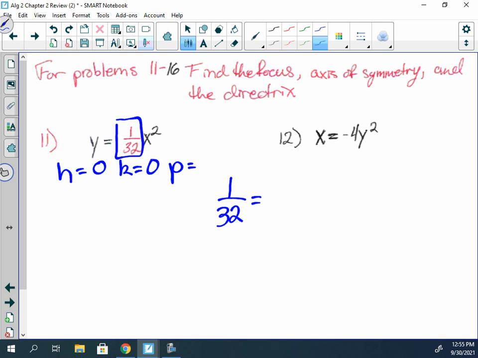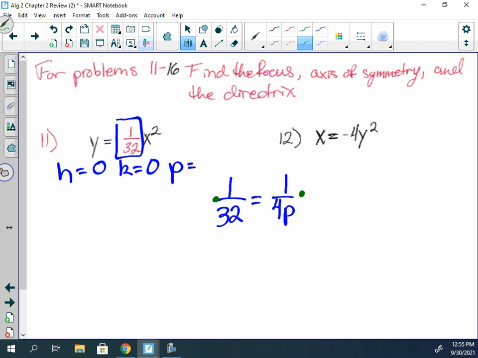1 over 32 is equal to 1 over 4p, because that's where it lines up, because p should be somewhere in the 1/32. So we can set it equal to 1 over 4p. Since they are in the same location, they match up.